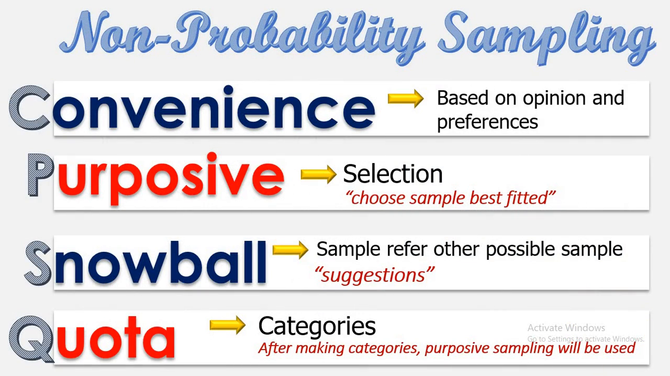So for non-probability sampling, we have convenience, purposive, snowball, and quota. Convenience is based on opinion and preferences. Purposive: the method of selection, choosing the sample best fitted. Snowball: a sample refers other possible samples; we are talking here about suggestions and referrals. And lastly, for quota, categories are created, and after making categories, purposive sampling will be used.